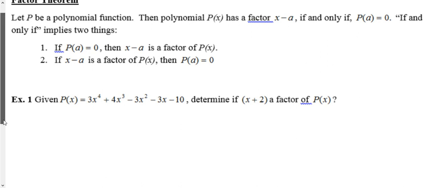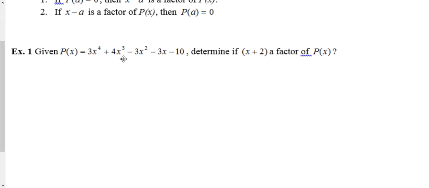So let's just figure out this example here: determine if x plus 2 is a factor. So we're looking for 0. Reminder, we're looking for 0 if it is a factor. So what do we need to do? The very first thing I need to do is rewrite my polynomial. So instead of x plus 2, again this is now going to become x equals negative 2. So that's what I'm subbing in. So I'm going with p at negative 2.